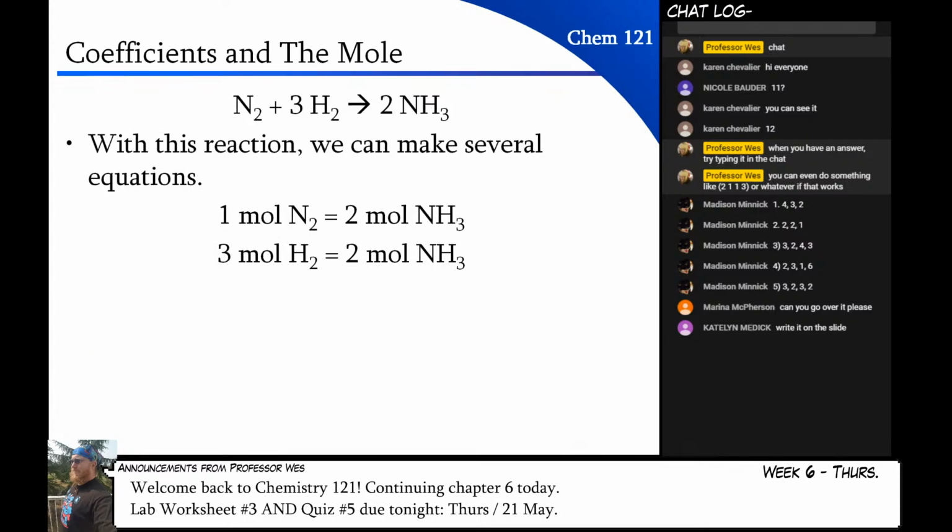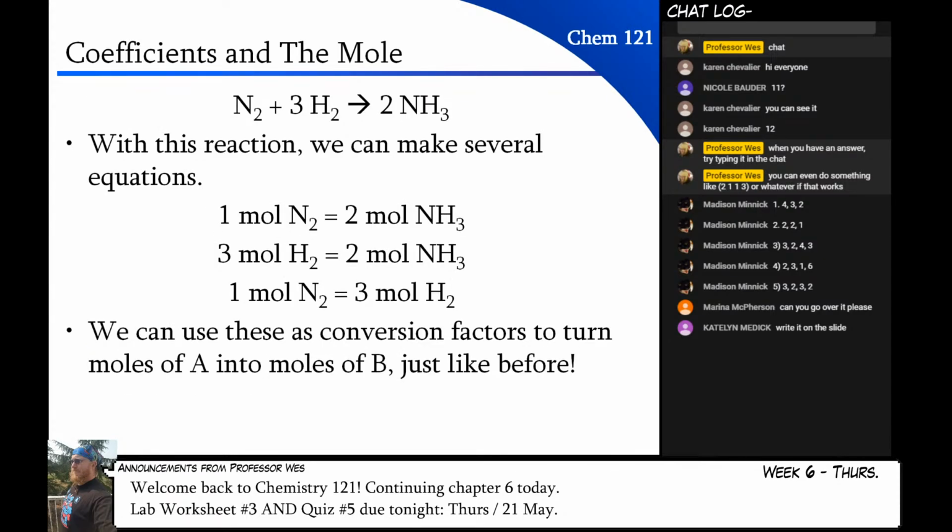All right, and so here are the equations that we have for this reaction. One of those I didn't write on the other slide because I just ran out of space. But you could compare any two things you want. What's important is that you have the balanced chemical equation available so that you can grab these numbers straight from it.